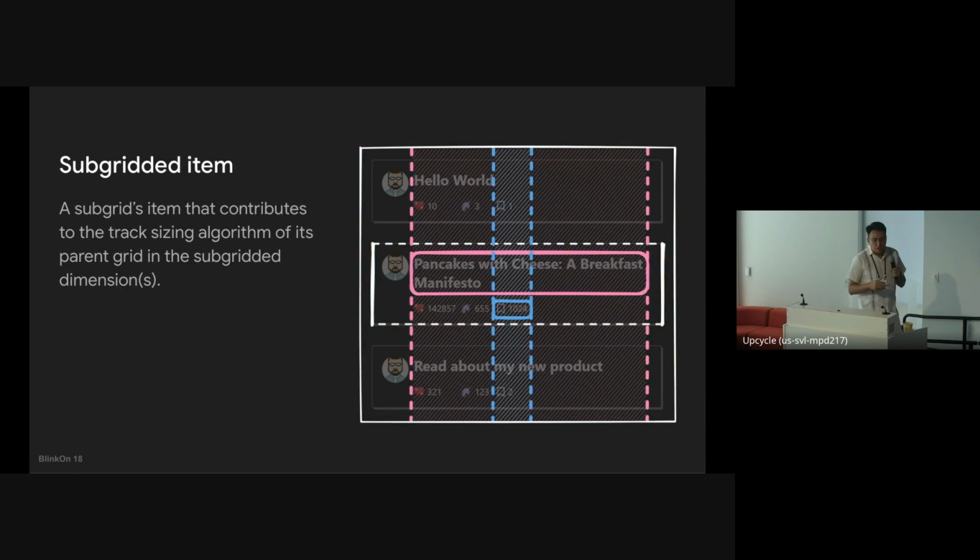Another key definition here is a subgrid item. Any item from a subgrid, for example, the titles that are highlighted in pink or the counters that are highlighted in blue, are considered by the parent grid of such subgrids in the subgrid dimensions. In this example, we can see that the lines go straight across the subgrid axis and into the parent, meaning that they will be considered by the parent grid.